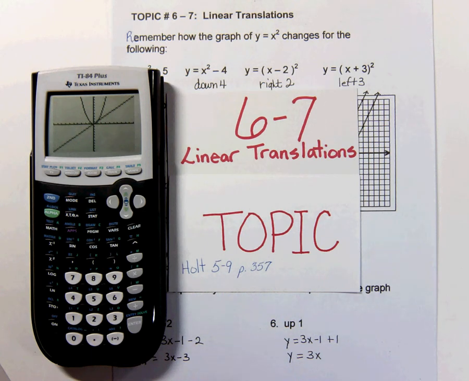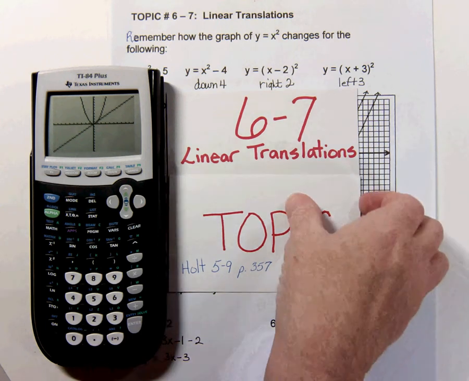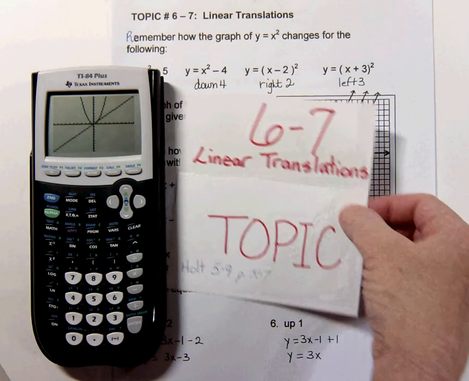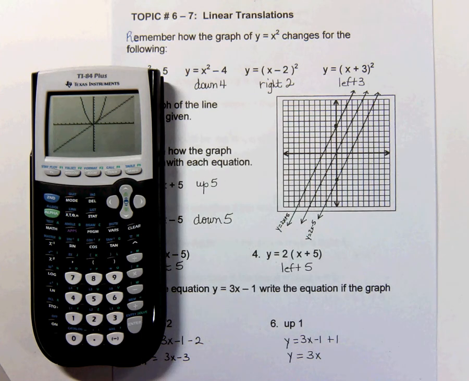Chapter 5, Section 9 on page 3, starting on page 357. And again, you can always go look up linear translations for a more visual view on mathisfun.com. So I encourage you to go look at that too when you're trying to work through some of these.